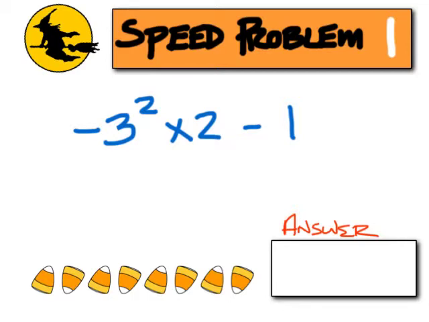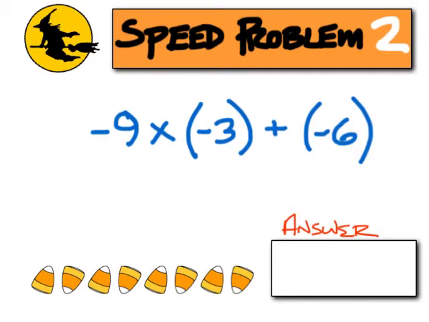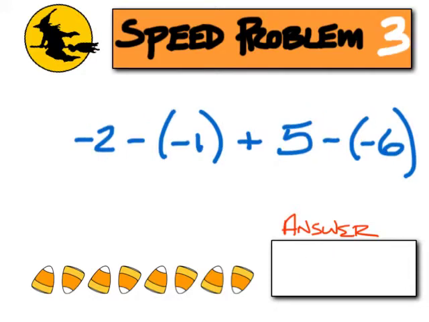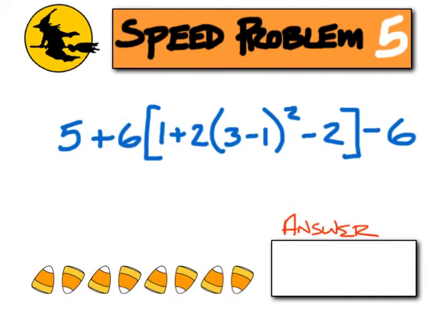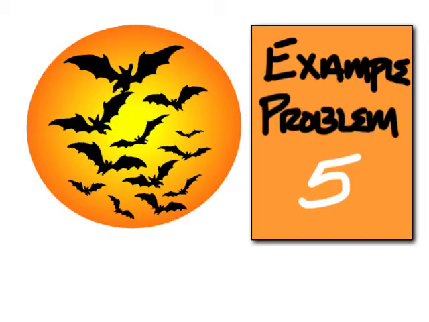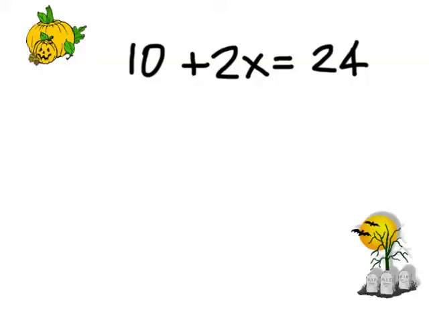Number 1. Answer to this one should be negative 19. Answer on this one should be 21. The answer on this one should be 10. Answer on this one should be negative 10. Answer is 41.